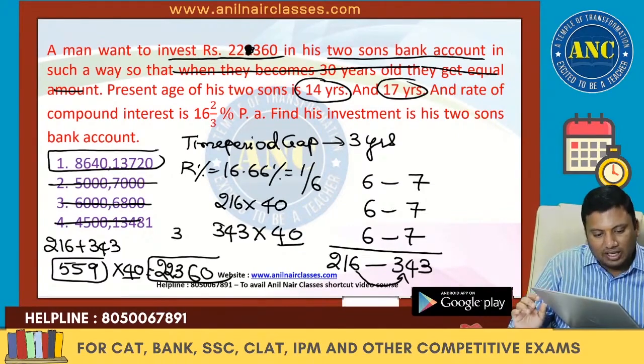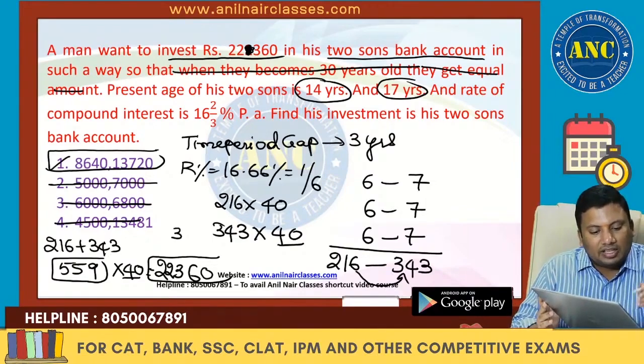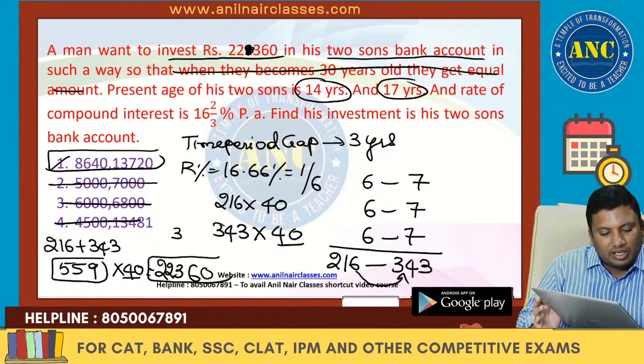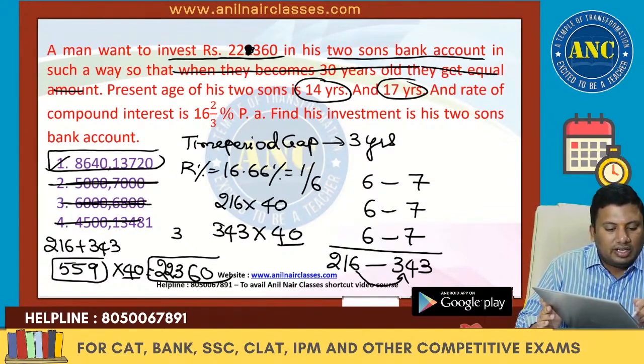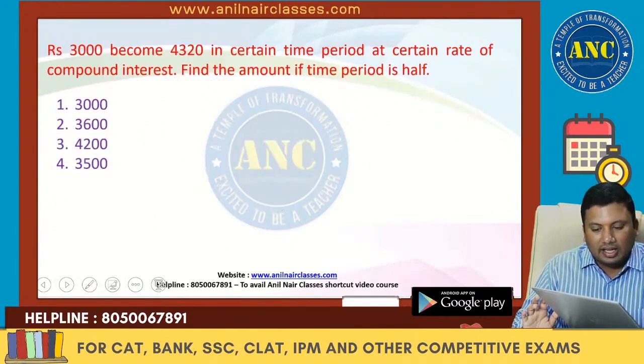Now, if you see here, 216 and 343. Idea is clear, right? Check where the sum is 22,360. These are not 22,360. I hope the idea is clear. Next one.